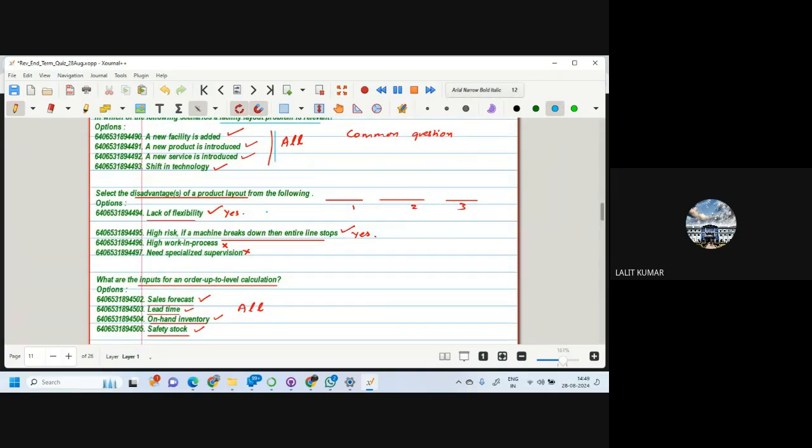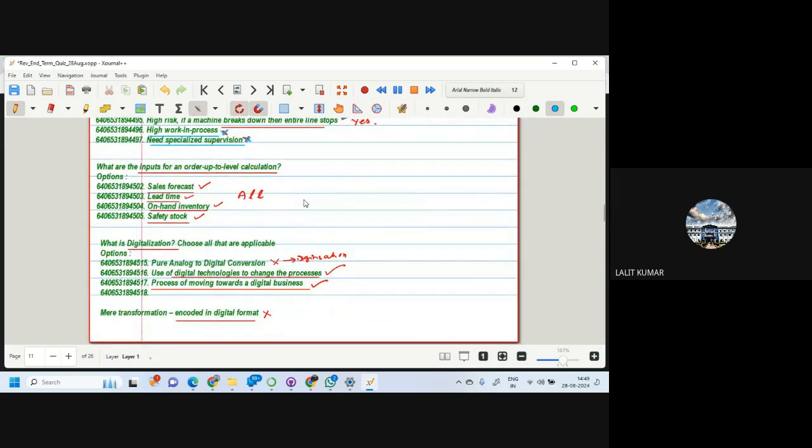Select the disadvantage of a product layout from the following. Lack of flexibility. Yes, because everything is going sequential, so can you decide that I will produce this here? Flexibility is not there. High risk: if a machine breaks down, then the entire line stops. Yes, we have covered this earlier. This is one of the biggest disadvantages of the product layout. High working process? No, this is not. Need specialized supervision? No. If you remember from weeks 1-2, it was clearly given that product layout does not require specialized supervision, whereas the process layout does.